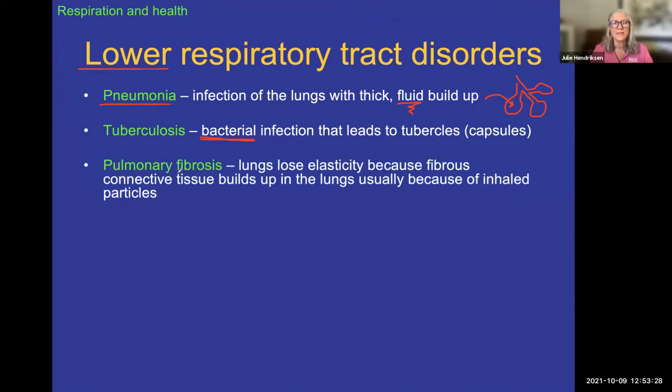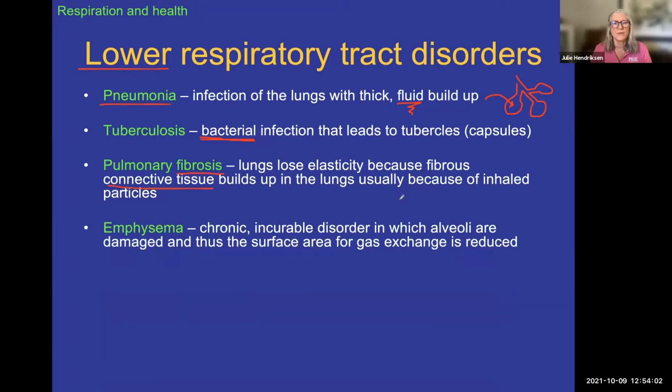Pulmonary fibrosis is exactly as it's described. You end up with fibrous lung. And fibrous lungs can't expand and contract. So with that connective tissue or fiber buildup, you really are not able to exchange air very well. Oftentimes it's because of particles that have been inhaled and then really the exchange tissue of the lung has been removed or has become connective tissue, not respiratory tissue.